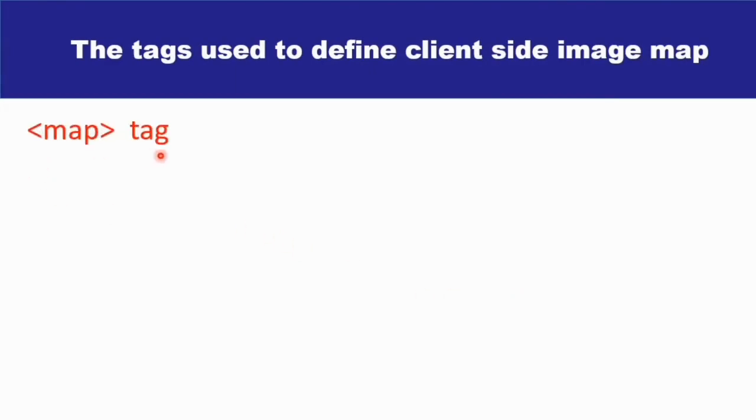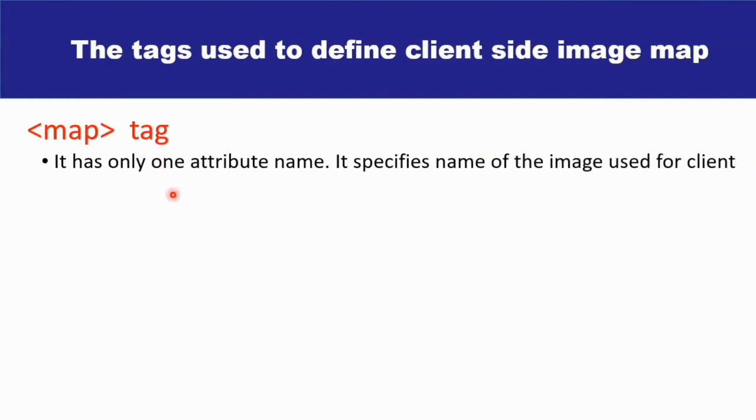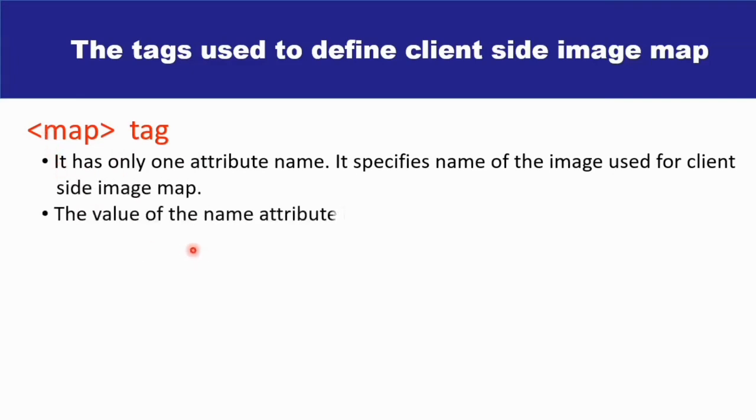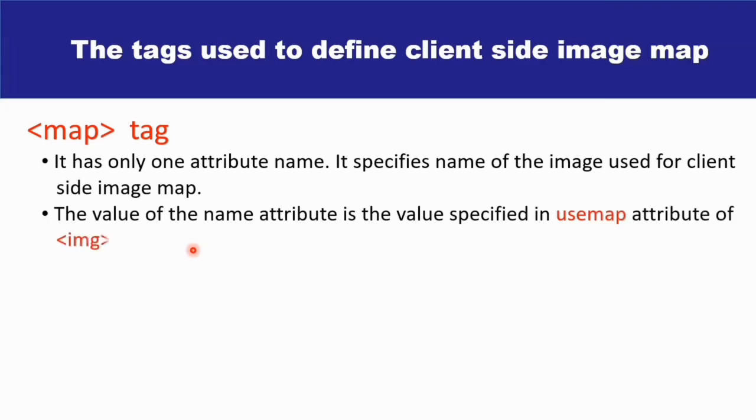Next tag is the map tag, and it has only one attribute, name, which specifies the name of the image used for the client side map. When you use the image, at that time you give the name with the map tag. The value of the name attribute is the value specified in the usemap attribute of the image tag.